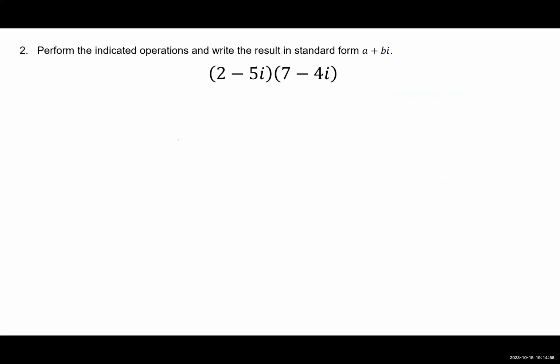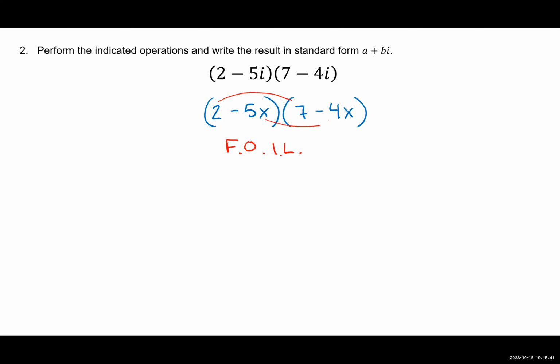Okay, number 2, multiplication. Well, you would solve this problem. You would actually do this multiplication in exactly the same way you would if it looked like something that you've previously seen. A binomial times a binomial, 2 minus 5x times 7 minus 4x. How would we do this? Well, we would FOIL.